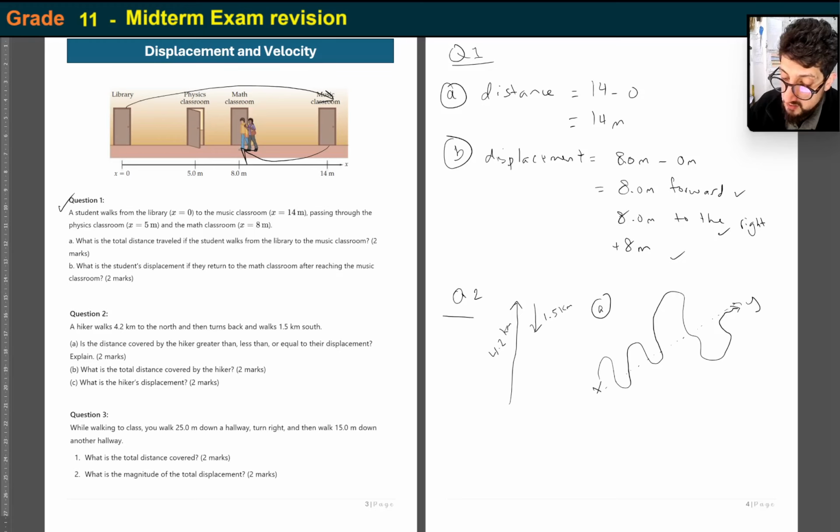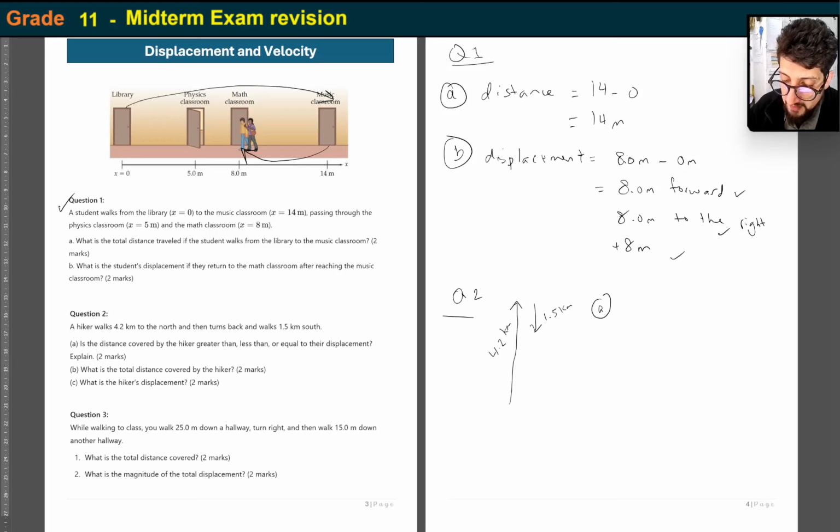There is one situation where distance can be equal to displacement, and that's when the person walks in a straight line directly from point X to point Y. So you can see that distance can be equal to displacement, but displacement can never be greater than distance. Displacement will always be equal or less than distance. So is the distance covered by the hiker greater than, less than, or equal to the displacement?